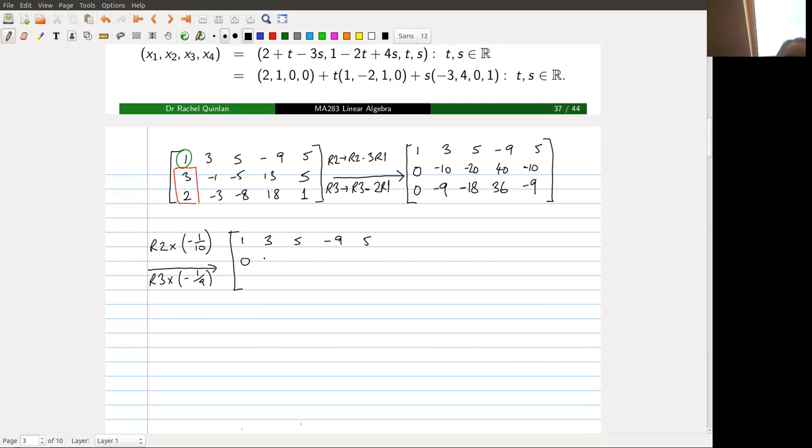In the second row, we get 0, 1, 2, minus 4, 1. We're dividing every entry by minus 10. And in the third row, we're dividing every entry by minus 9. So we get 0, 1, 2, minus 4, and 1. So of course, if you haven't already noticed, you're certainly noticing now that rows 2 and 3 here are duplicates of each other. And that means, all the time when we're performing these row operations, we're adjusting the original system of equations that we had.